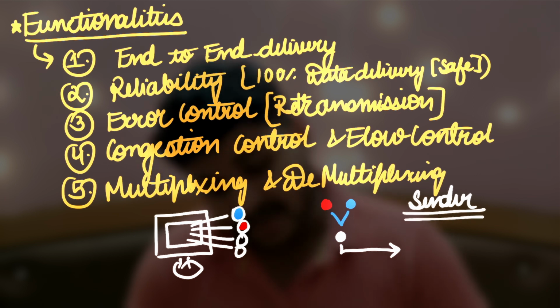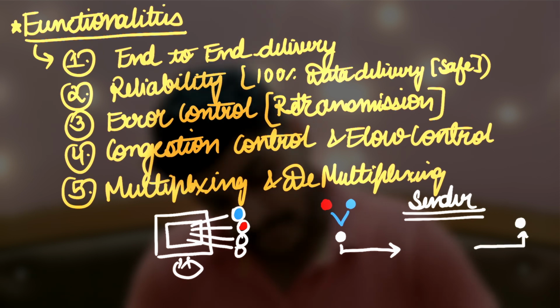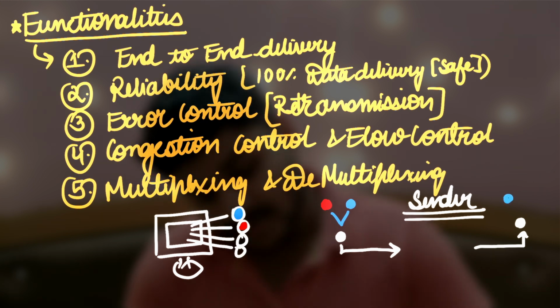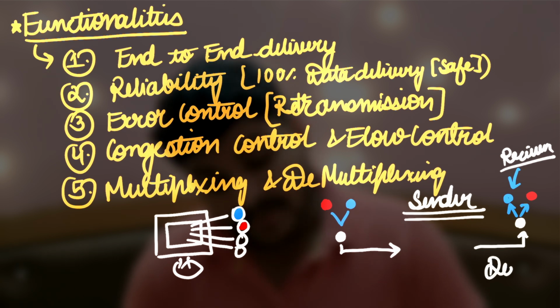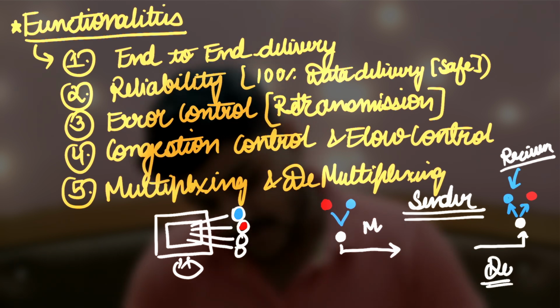So on the sender side, multiplexing happens. But on the receiver side, what happens? The receiver is going to receive that data, and then it is going to give that data to the respective application that it belongs to. So this is going to be the case for the receiver. Here demultiplexing is working. Here multiplexing is working. This one and this one.